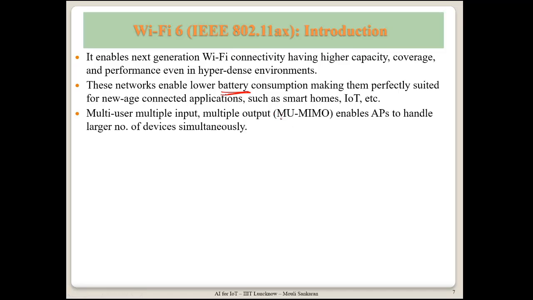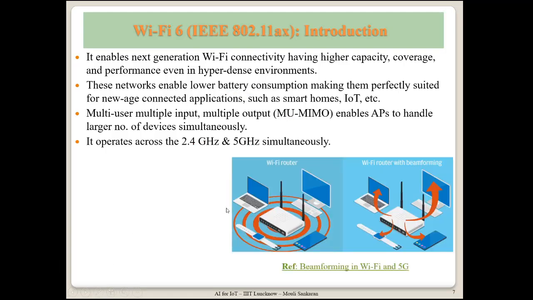It uses multiple input, multiple output and multi-user, which I mentioned. That means it uses multiple antennas. The router or access point I showed earlier was a single antenna, but here it will use multiple antennas. I will tell you the reason for that. It also operates on two frequencies, 2.4 GHz and 5 GHz. Both are ISM bands. Now I will tell you why we need multiple antennas and what the advantage is.